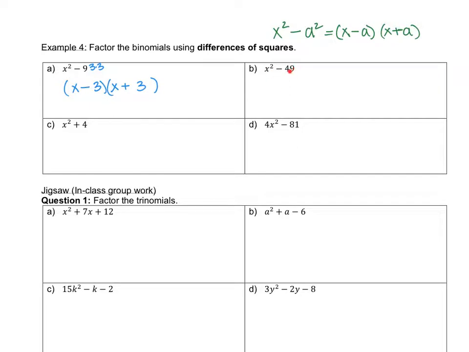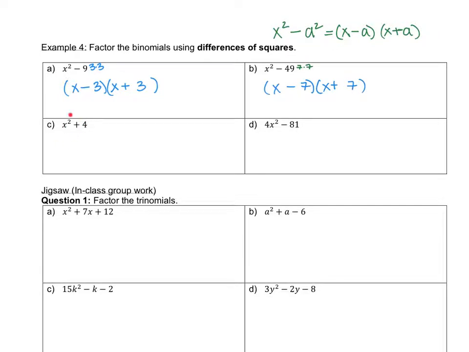Whereas this one here, this is a 49. 49 is also a perfect square. If we do 7 times 7, right? The square root of 49 is 7. So we would separate them again, put our two x's down, one has a minus sign, one has a plus sign, and put the 7's down. And there we go. We're done factoring.